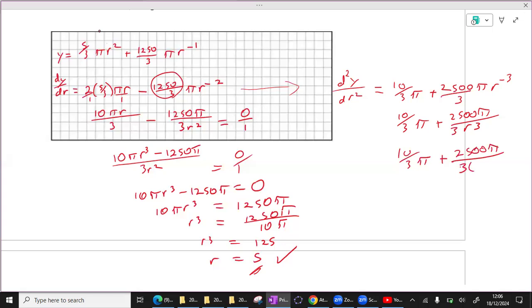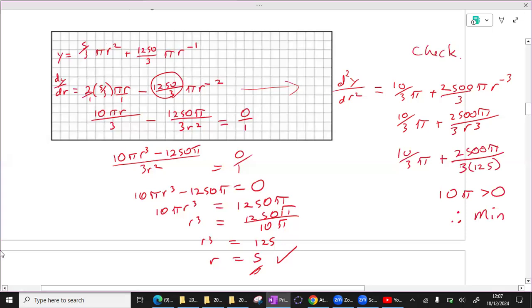Now, the r cubed is 125. And long story short, what ends up happening here when you put it into your calculator is that 10 pi is bigger than 0. Therefore, it is a minimum. So we just do this bit as a check to make sure that it is a minimum value, which is what we were asked to find.